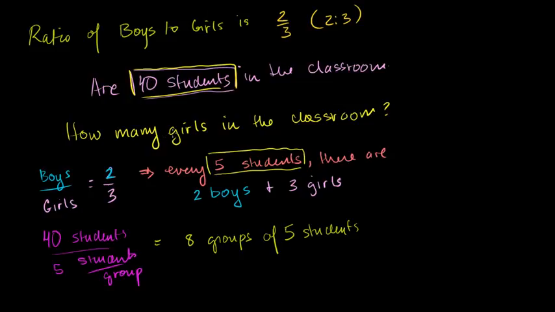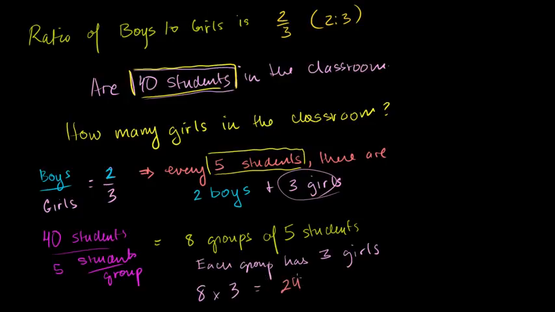Now, we're wondering how many girls there are. Each group has 3 girls. So how many girls do I have? I have 8 groups. Each of them has 3 girls. So I have 8 groups times 3 girls per group, which is equal to 24 girls. 24 girls in the classroom.